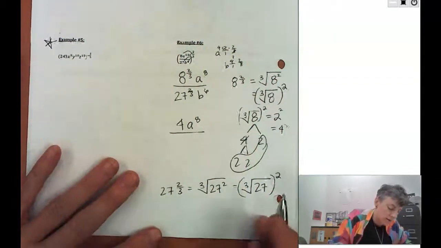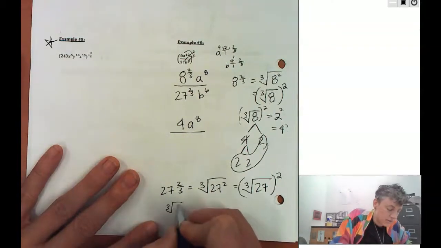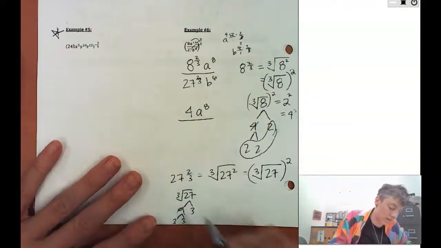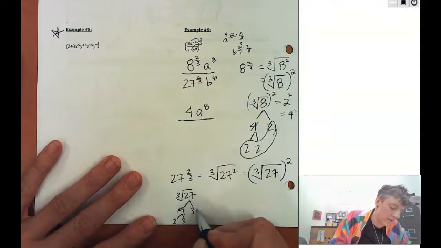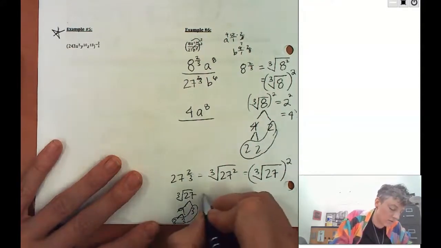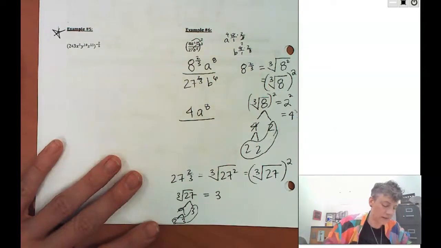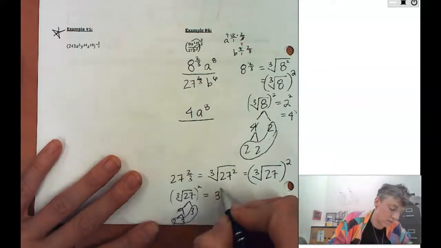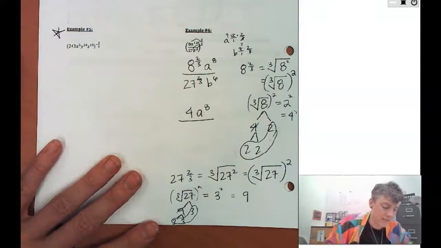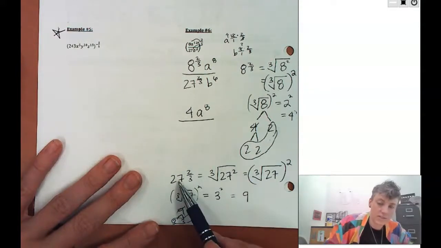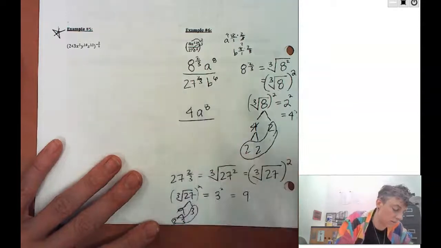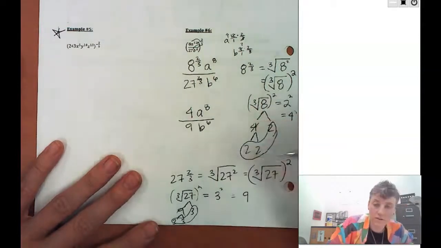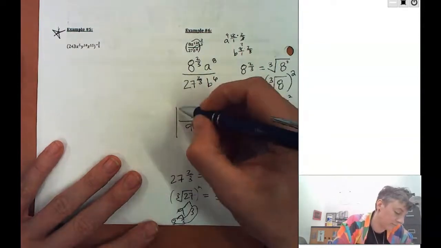The cube root of 27, if we break that down, we get 9 and 3 and 3 and 3, which means we got a group of 3 threes. So the cube root of 27 is 3. Now let's square that, because that's what we really had here. 3 squared is 9. And that 9 is going to go in where we had 27 to the 2/3 on the bottom, over b to the 6th. Can't reduce that at all. So that's our answer.